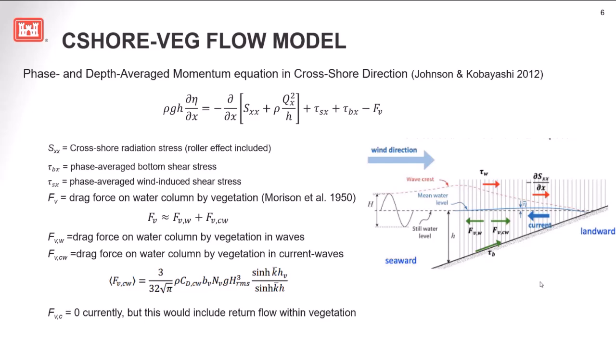So you see here that we've only chosen a weak mean current, and so there are no effects of return flow within the vegetation, but we're considering the drag force on the water column by vegetation in waves. And there are two models that CSHORE-Veg uses to handle that calculation. And we can also include the drag force on a water column by vegetation in current and waves. So FVCW accounts for the mean current as produced by the Stokes drift.